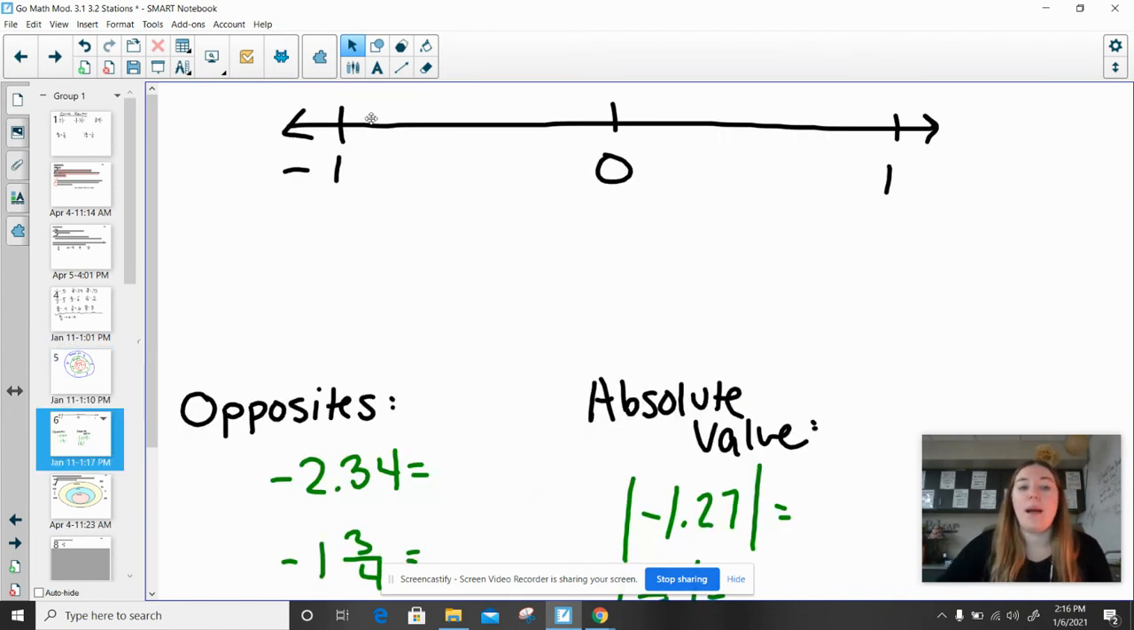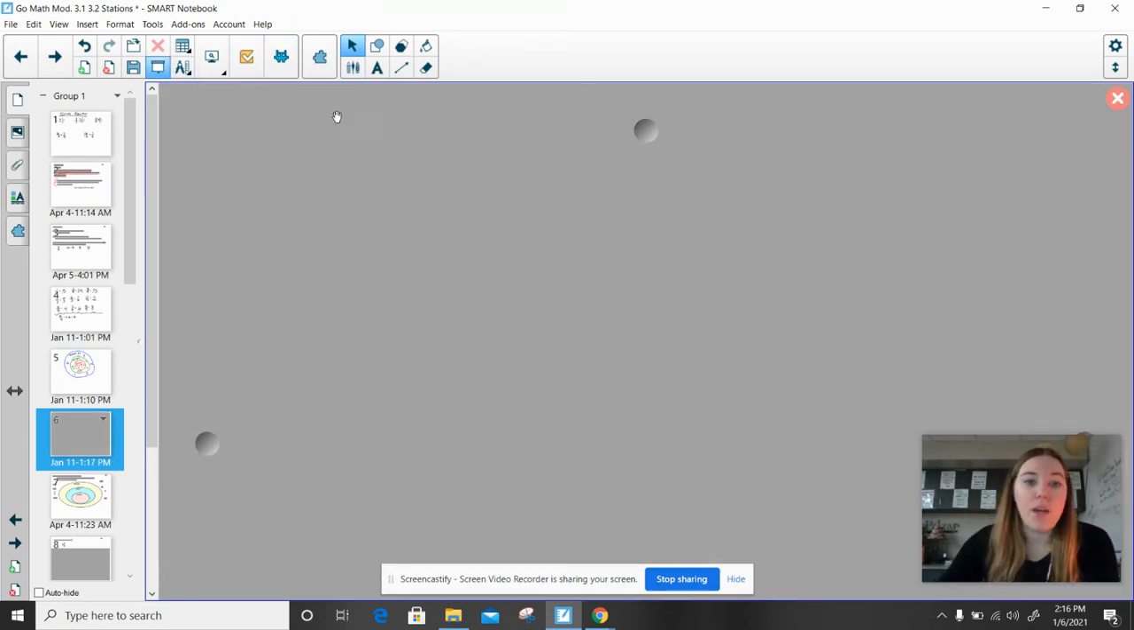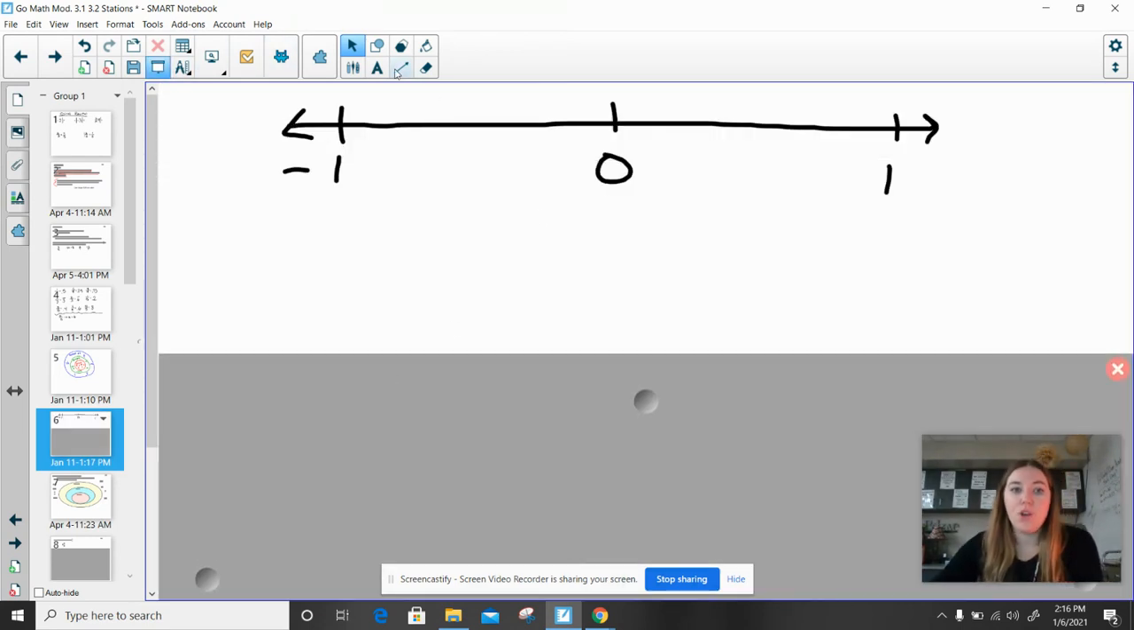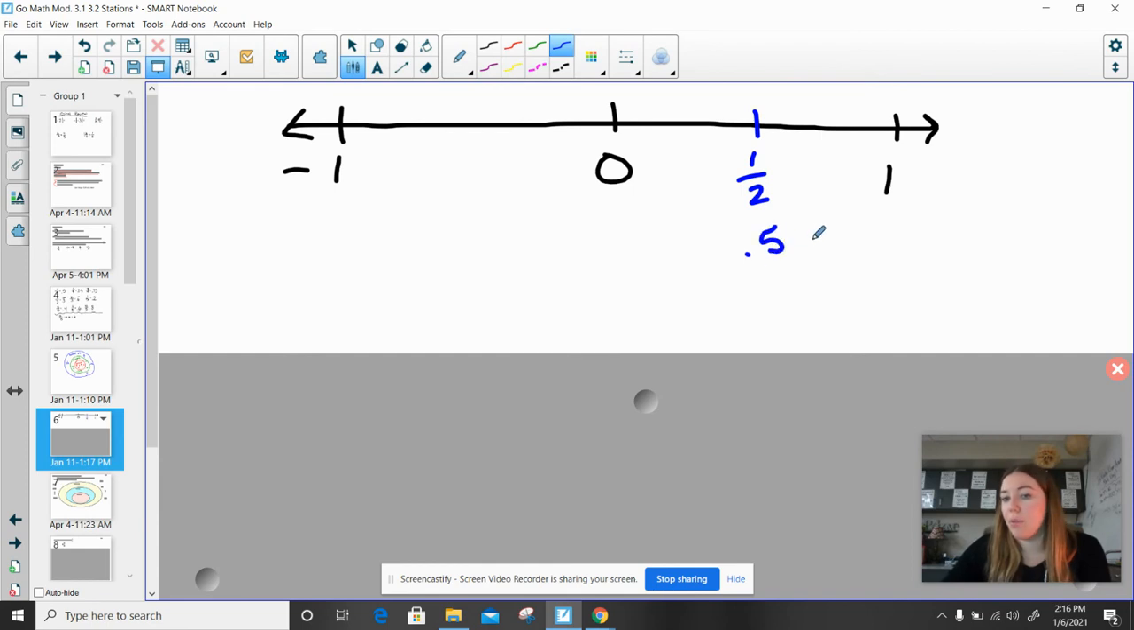Now, when we look at a number line, it's important to remember that when we are graphing a number, we're still talking about that number's distance from 0. So if I was talking about 1/2, or the same would be 0.5, it is half of a step from 0. So if I was going to graph its opposite, I would need to go half of a step away from 0 on the other side. Okay?